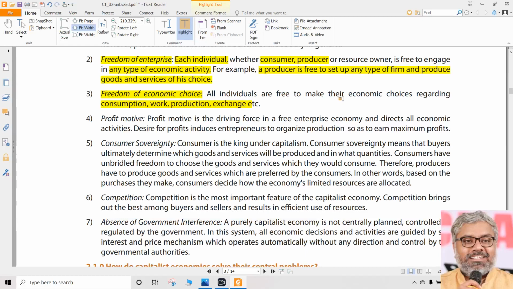Nobody is telling you. Nobody is putting any restriction on you. You are free to choose what to consume. And in the same way with work also, nobody can put force on somebody to work. That is called bonded labor.